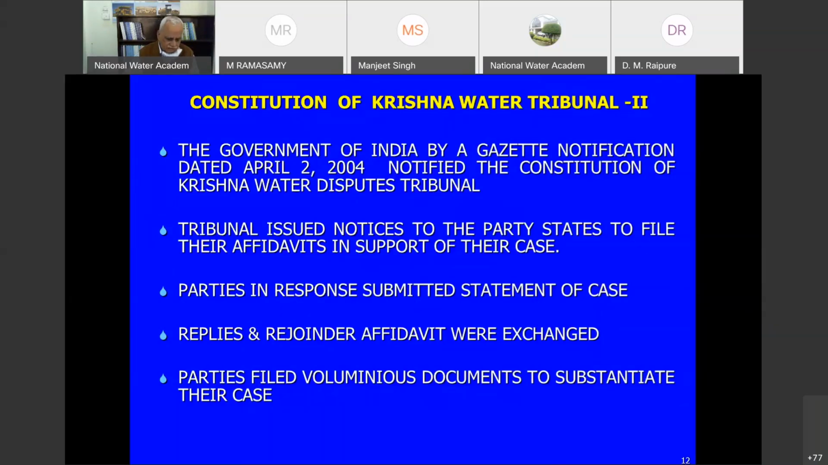Further, there are other amendments, but the most significant is the proviso to section 4. The question debatable before KWDT 2 is what is the matter that is considered as a settled matter and what are the matters not settled.